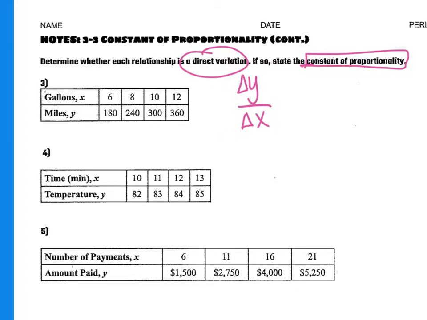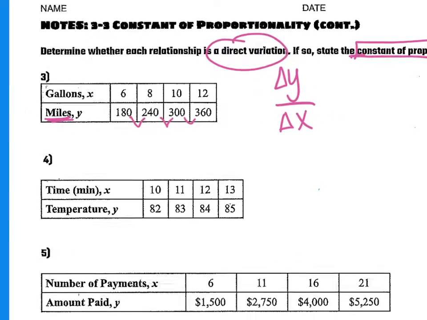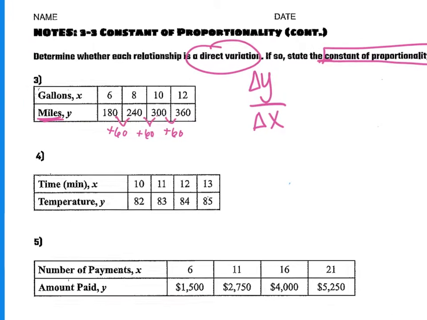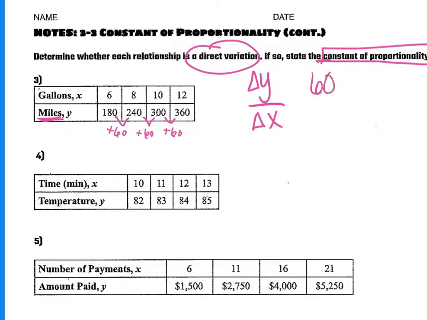So let's first look at the y value. That's this miles here. So 120 to 240. And we can find that difference by subtracting them. So like 360 minus 300, 60. 300 minus 240, 60. 240 minus 180, 60. So my change in y is 60. I can put that up there.